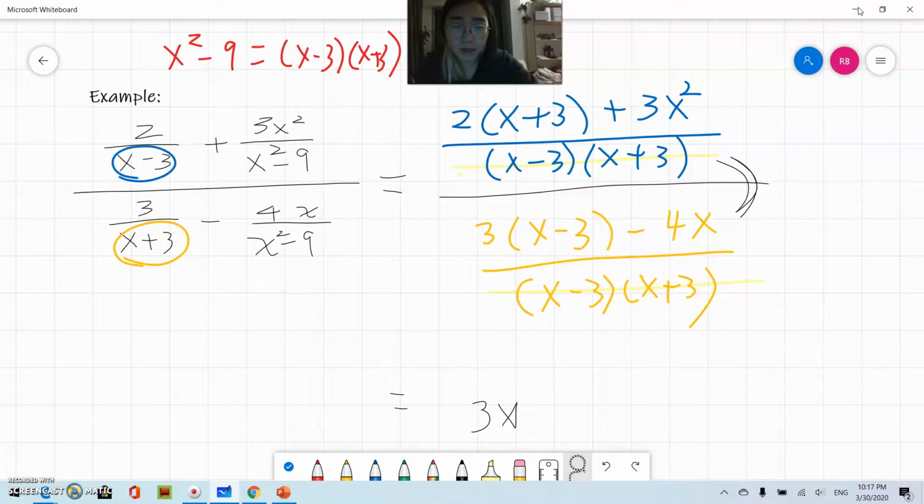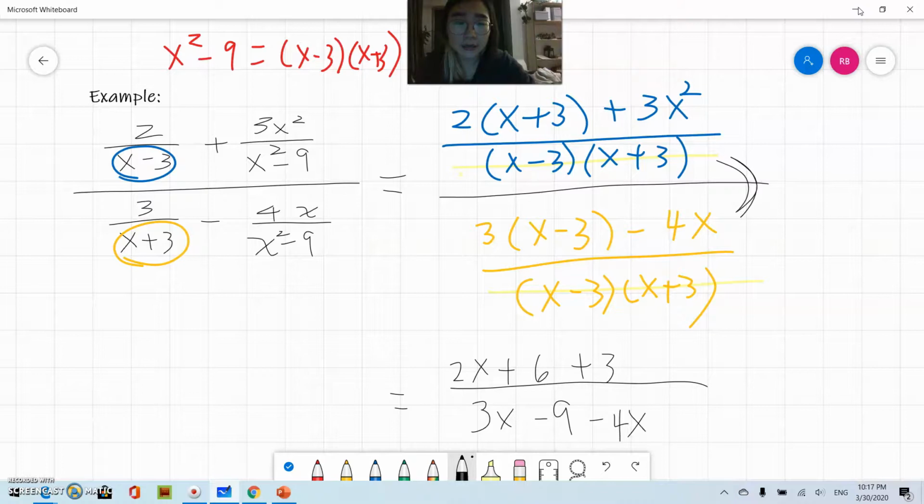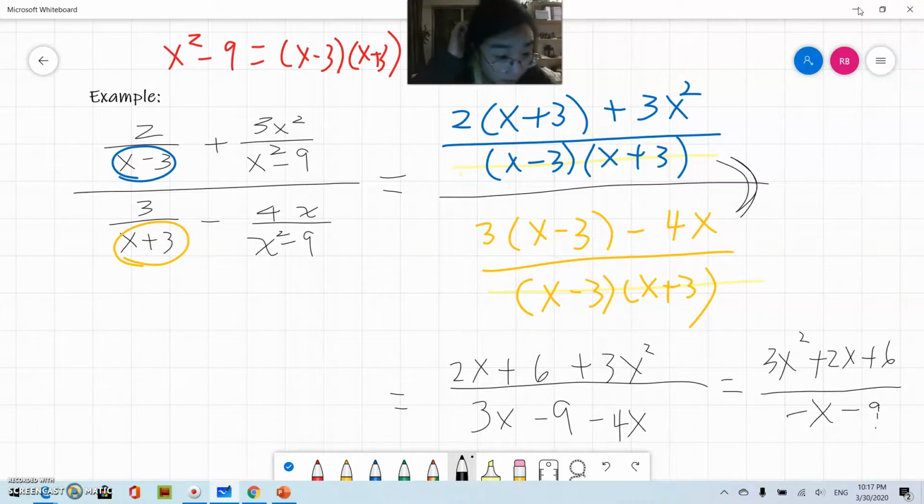3x, x minus 9 minus 4x as a denominator. And then on top, it's 2x plus 6 plus 3x squared. So let me reorganize a little bit. 3x squared plus 2x plus 6 over negative x minus 9. And this is the simplest you can go because on the top, 3x squared plus 2x plus 6, there is nothing you can really factor to cancel out with the denominator.